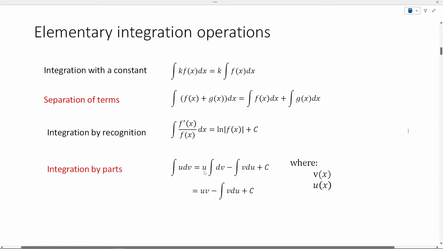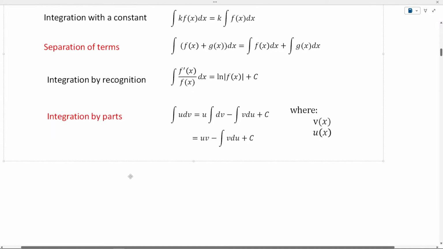I'm covering integration by parts only for those who want to prepare for the FE exam, but it will not be in the homework and it will not be in the exam. Because I don't want this to be a math course, this is not really the emphasis. So it will not be in your homework or your final exam, but I will still cover it if you want to prepare for the FE.